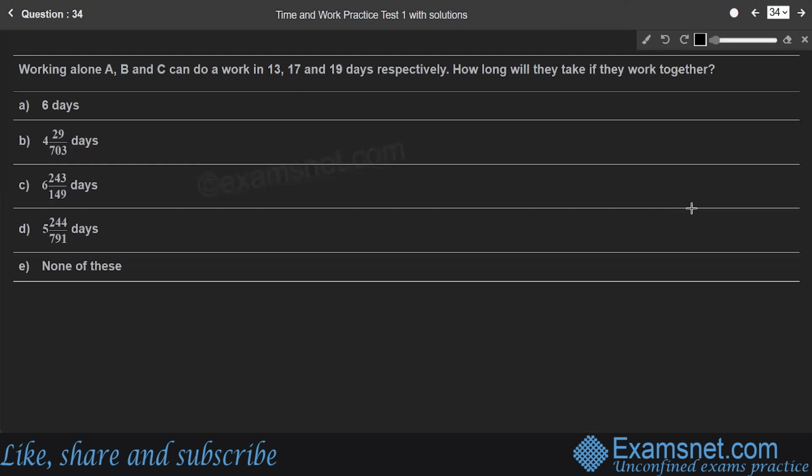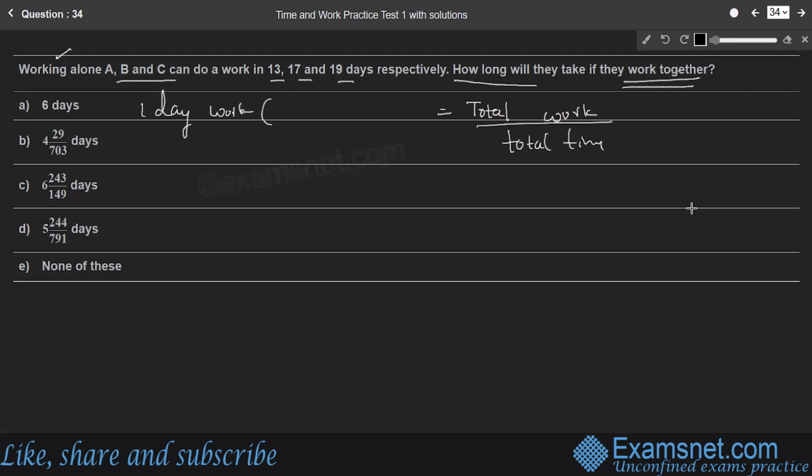Question 34. Working alone, A, B and C can do a work in 13, 17 and 19 days respectively. How long will they take if they work together? So if they work together, what is their 1 day work? Right? So 1 day work is always total work by time taken by them. So according to the concept of work, total work by total time is 1 day work. So we'll consider 1 day work of A, B, C, right? A plus B plus C means if they work together.